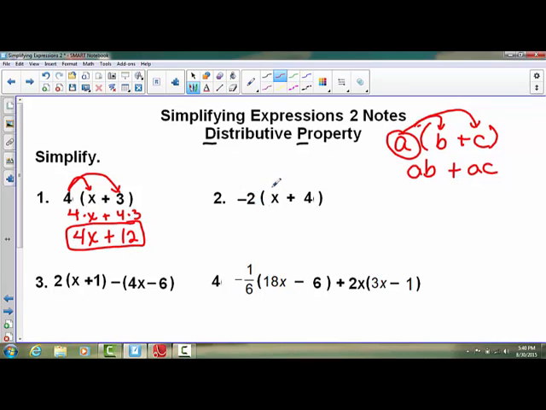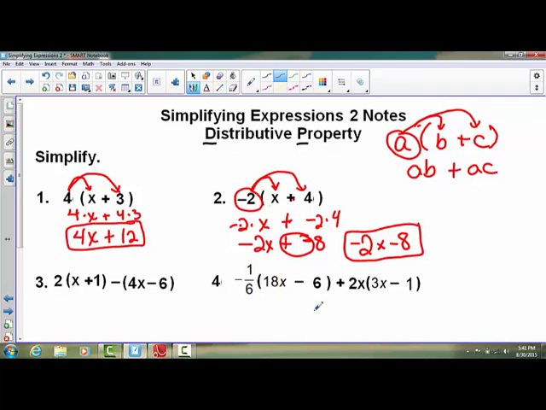Let's take a look at another example. Here we have negative 2 outside of a set of parentheses, and we have x plus 4 inside. So this whole thing, negative 2, is going to multiply times the x and times the 4. So we'll have negative 2 times x plus, because that's a plus sign, negative 2 times 4. Negative 2 times x is negative 2x plus negative 2 times 4 is negative 8. Now, we usually don't leave 2 terms side by side, so when you have a positive times a negative, it's negative. So our final answer would be negative 2x minus 8.